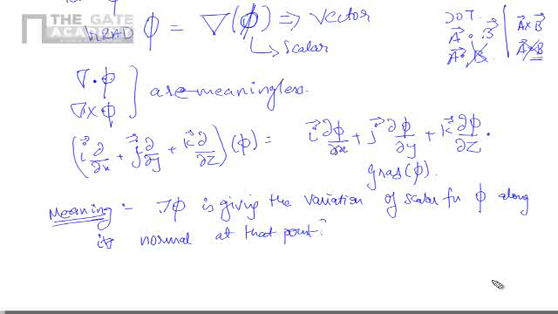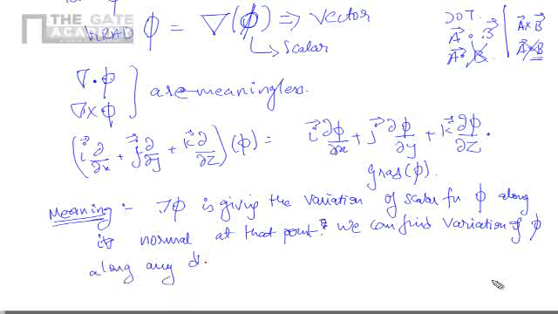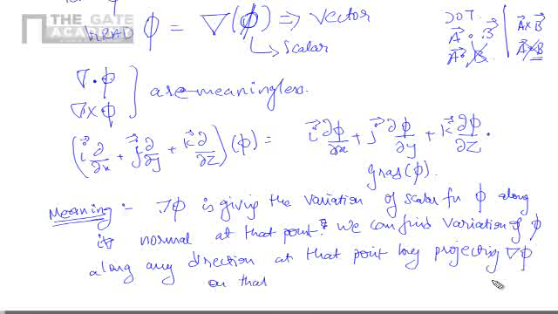Now what is the use of this? The use is, we can find the variation of φ along any direction at that point by projecting del φ on that direction.